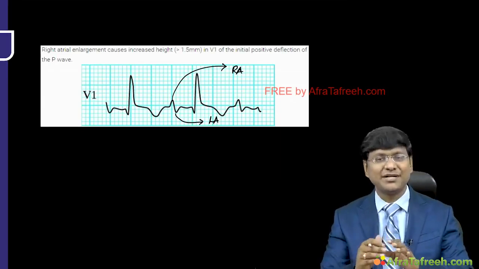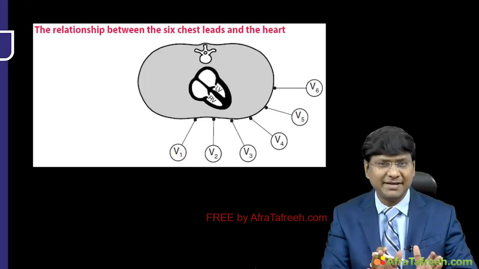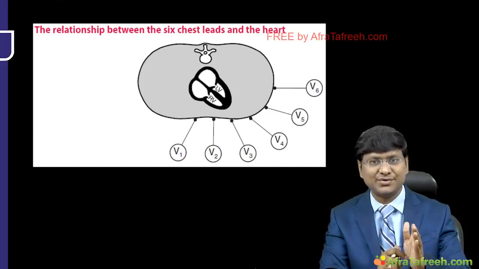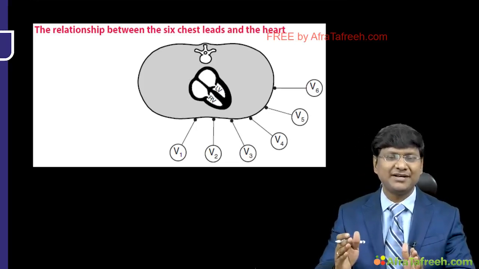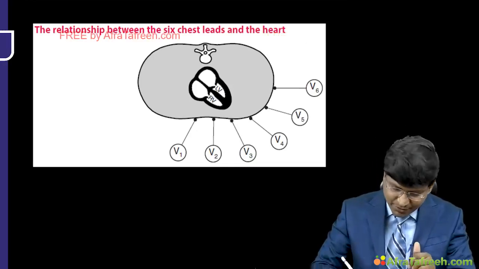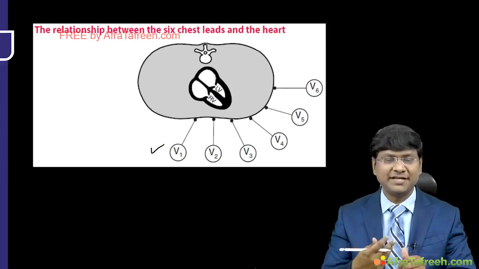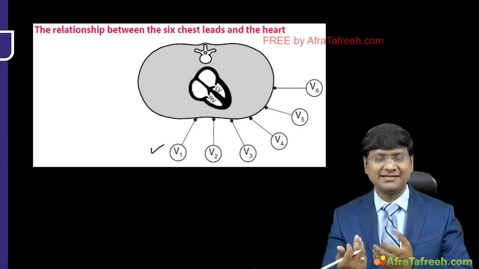Now let me also tell you the concept of why you get the biphasic P wave in lead V1. If you see this image, the basic rule in the ECG is that when the electrical activity is moving towards the electrode, you will have a positive complex. When the electrical activity is moving away from the electrode, you get a negative complex. So take this lead V1. Where is this lead V1 placed? It is placed on the right side in the parasternal area.